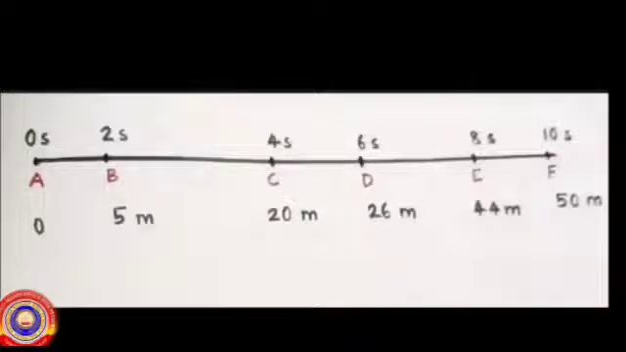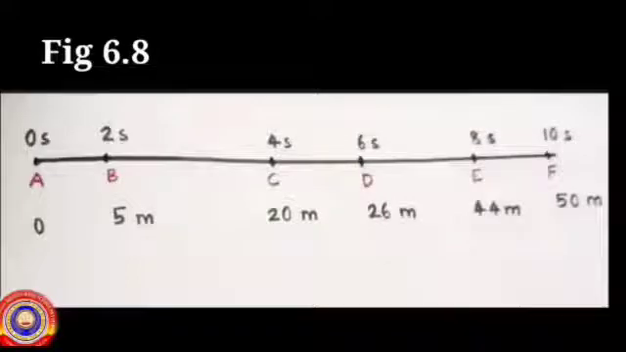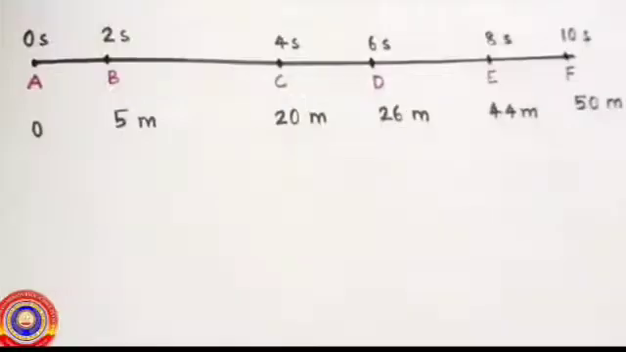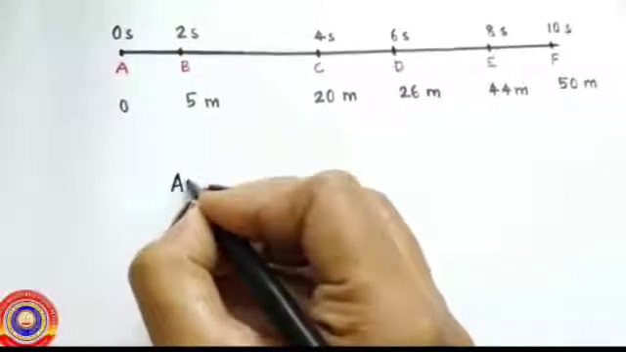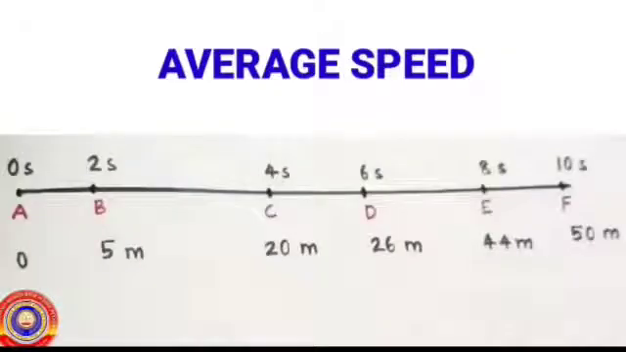Do you remember this figure? The figure 6.8 that we used to find non-uniform speed, isn't it? The speed in every 2 seconds is different because the distance the car travels is different in every 2 seconds. To find out the speed of this car, we look at the average speed. So let's find the average speed of this car when it travels 50 meters in 10 seconds.